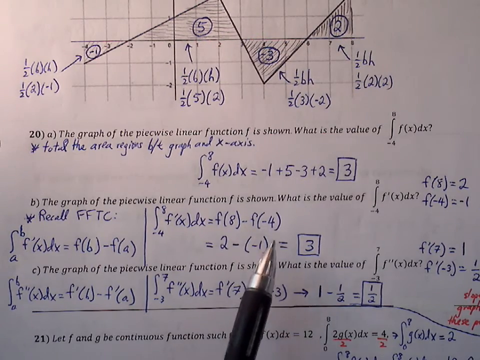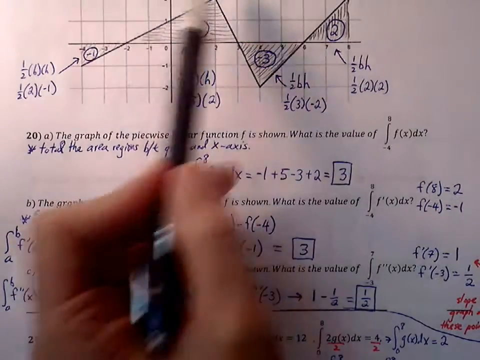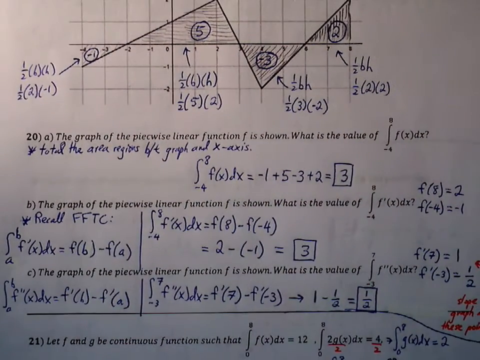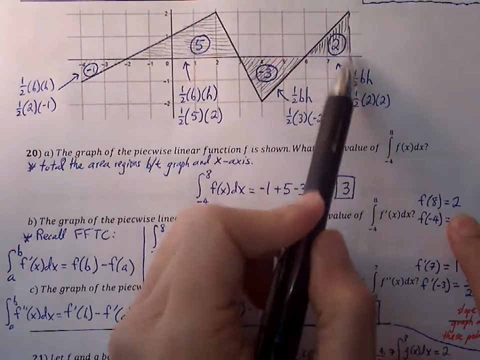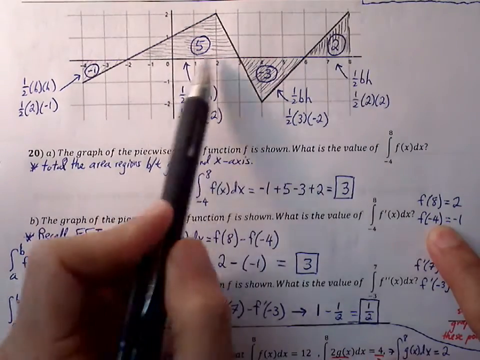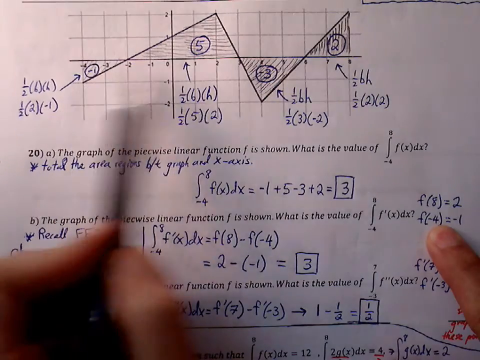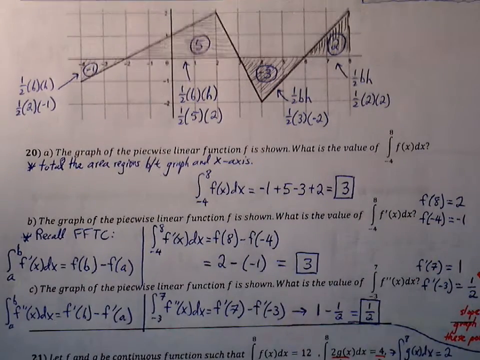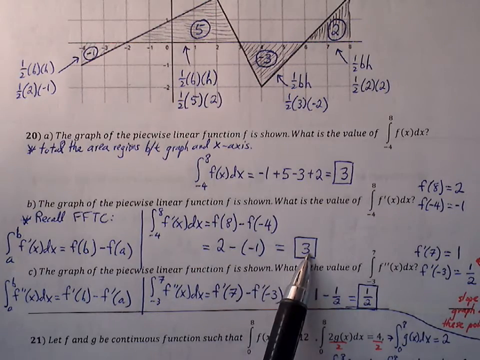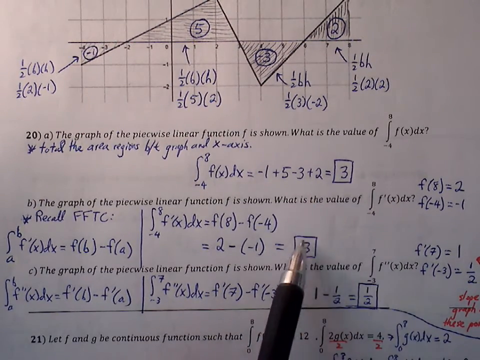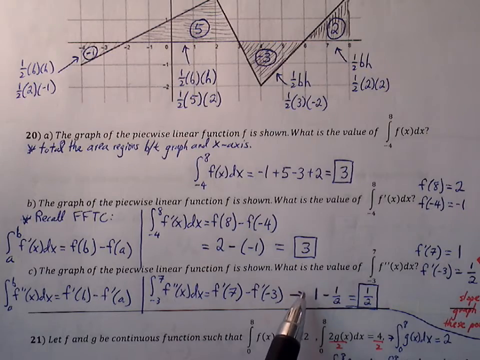F of 8 minus f of -4, these are just ordered pairs off of my f of x graph. So the ordered pair at 8 is 2. The ordered pair at -4 is -1. So we just do 2 minus -1, which is positive 3. Okay? Coincidence with part A, but a completely different way of finding it.